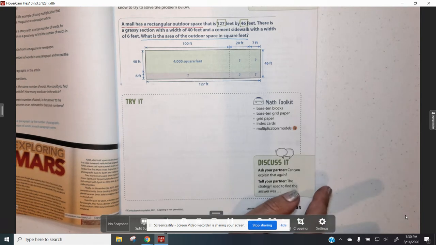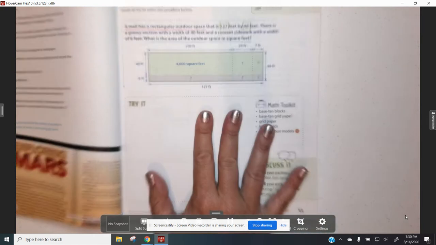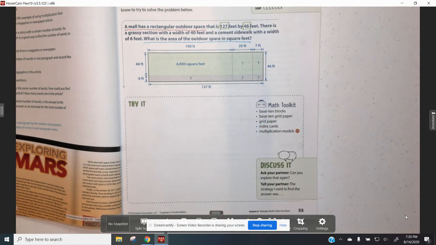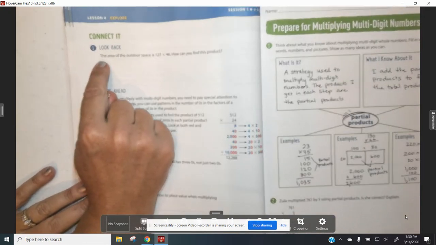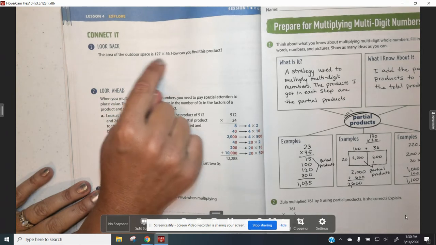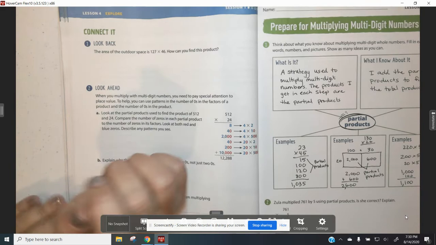Okay, so I'm going to go ahead and turn the page. I'm going to do the work on the next page. So we're going to come back here and we'll see how you did after we go through and do it on the next page. So when we go to the next page, we want to figure out, what is the area of the outdoor space. So we're going to find the product of 127 times 46.